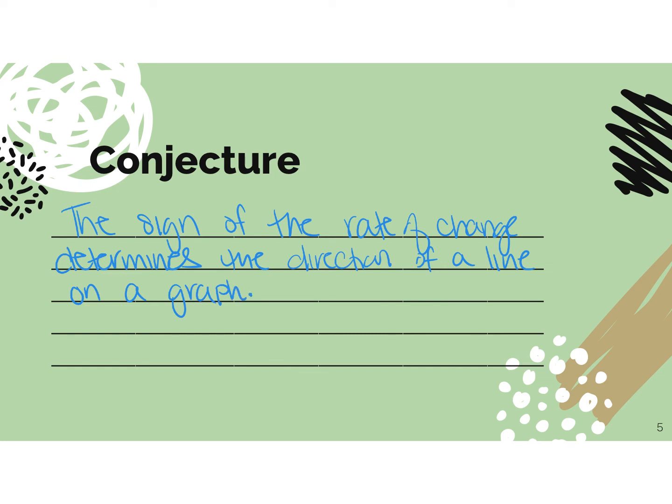right? So the sign, that means positive or negative, of the rate of change, the sign of your slope, tells you which way your line is going, if it's going up and right or down and left. That's what our conjecture means today. We're going to test that out a couple times, then you'll start doing some practice problems.